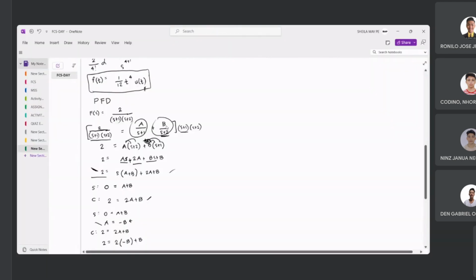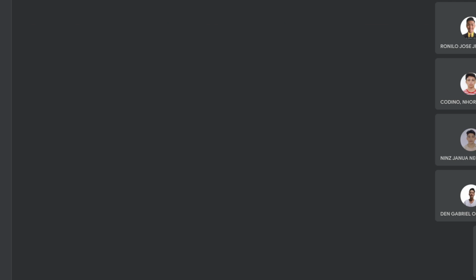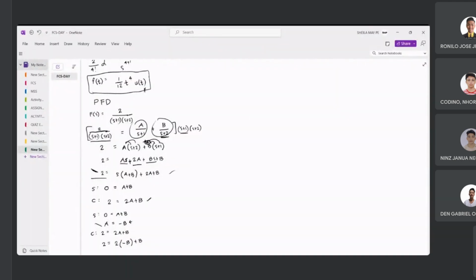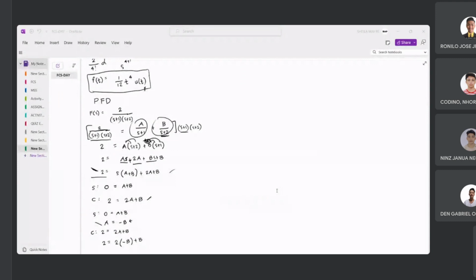Kung ganahan ka mogamit og lain, the same with the book, nigamit sila og K1, K2. K1 represents the first root, K2 represents the second root. Kaya akong gamit is A and B. Kung ikatulong root, C. Kung fourth root, that's D. If linear lang ang denominator.